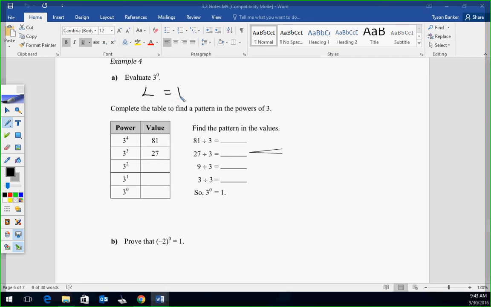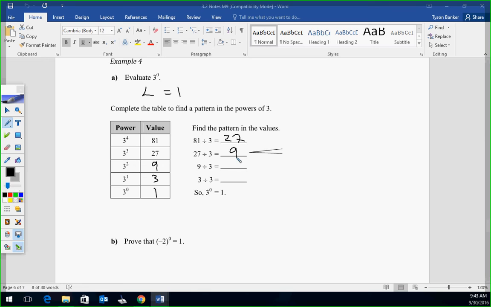We're going to talk about why using this chart. 3 to the 4th is 81, 3 cubed is 27, 3 squared is 9, 3 to the 1st is 3, and then we have a 1. The reason being is, showing right here, this is the pattern. 81 divided by 3 gives us what? 27.